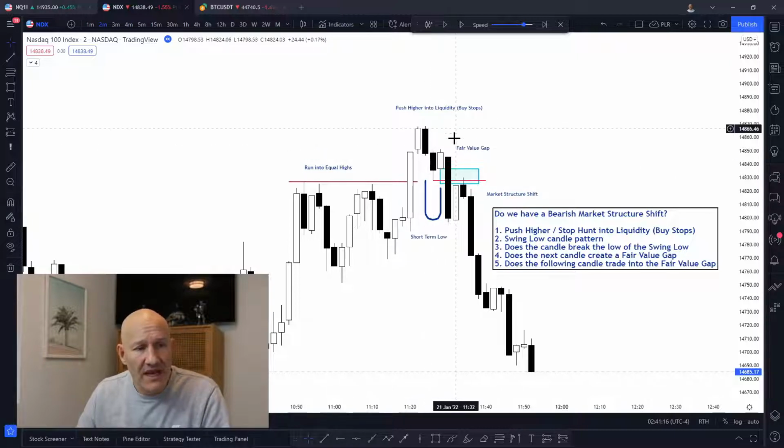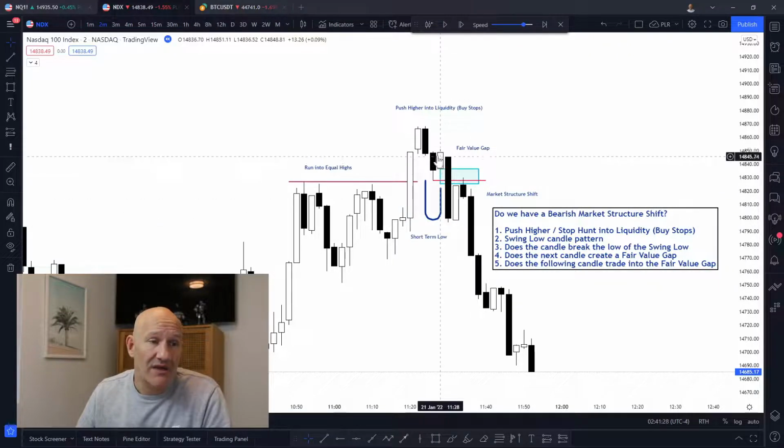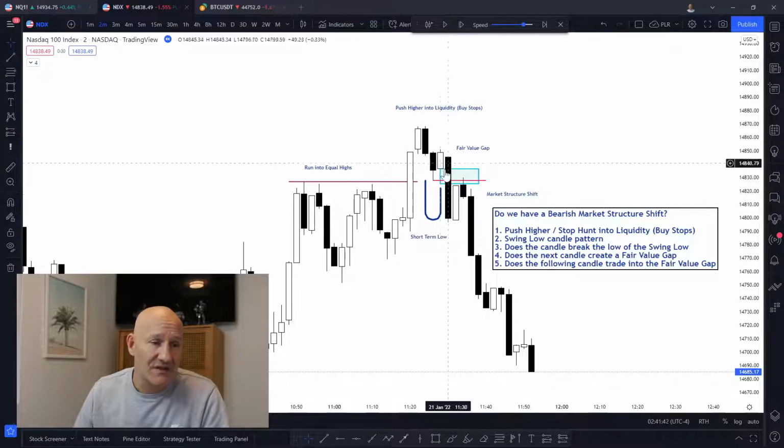And so does the next candle break the low of that candle? Yes, it does. We have this powerful push lower, so this candle creates a new lower low, and this low is lower than the low in the swing low pattern here. And then does the following candle create a fair value gap pattern? And again, yes, it does. This next candle closes higher, and so we have a fair value gap formed.